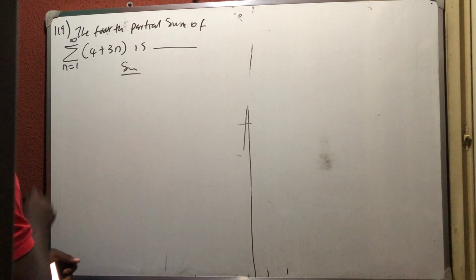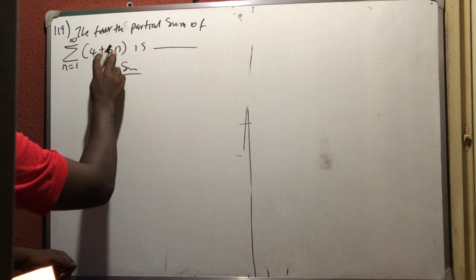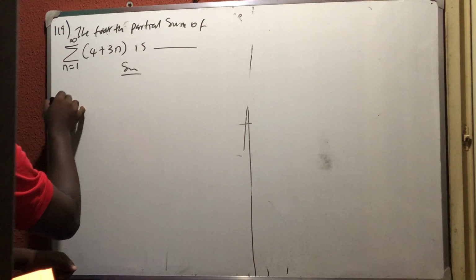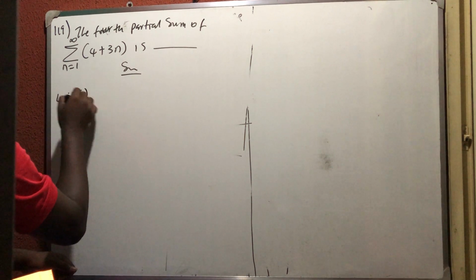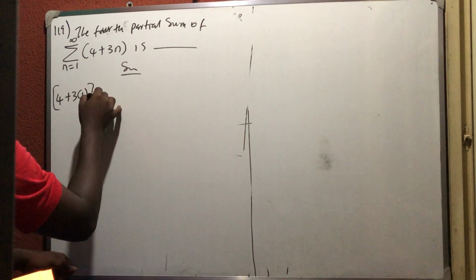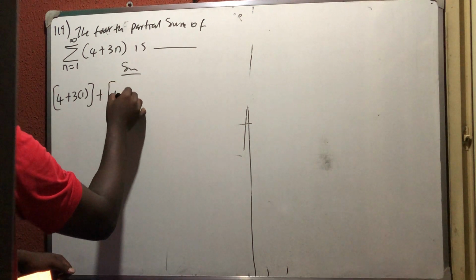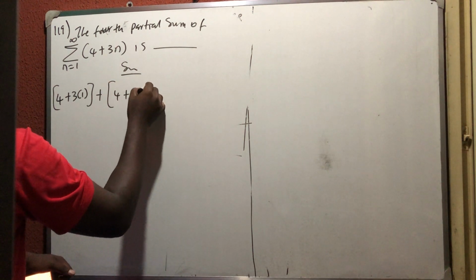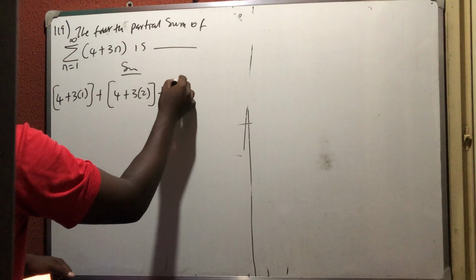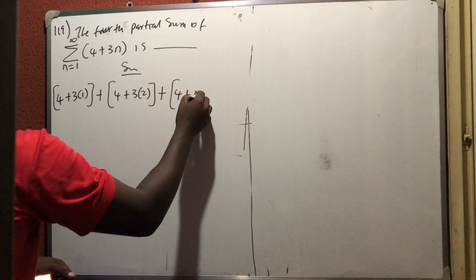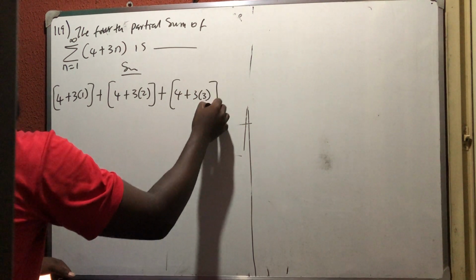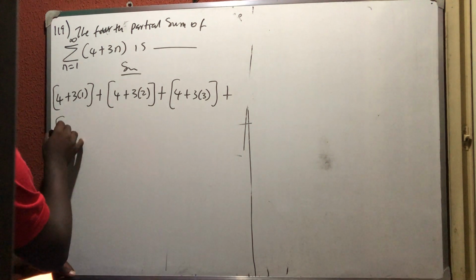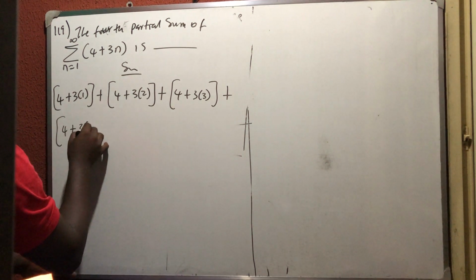Let's start from the first one. Anywhere you see n here, put 1. That is 4 plus 3 bracket 1. This is the first one, plus the second one, 4 plus 3 bracket 2, you close, plus the third one, 4 plus 3 bracket 3, plus the fourth one, 4 plus 3 bracket 4. You close.